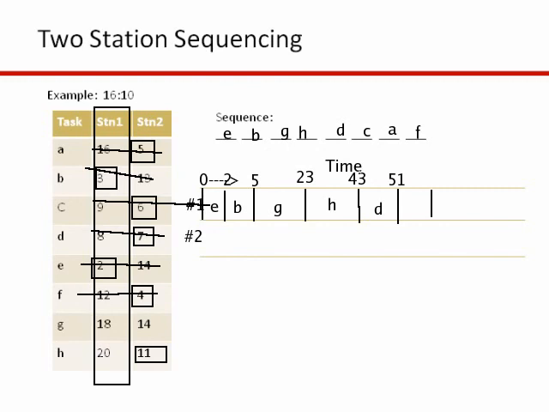I should have picked a shorter example here. Sorry about that, but hopefully this will make sense as we get along. And then we're going to do A, so A can start at time 60, and it's going to take us to time 76.